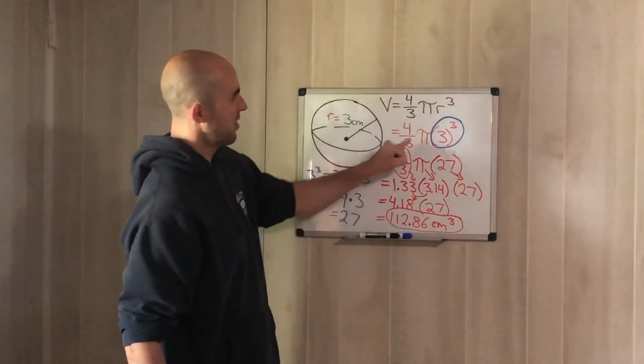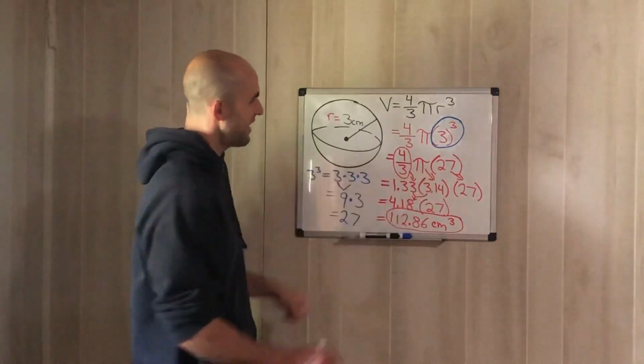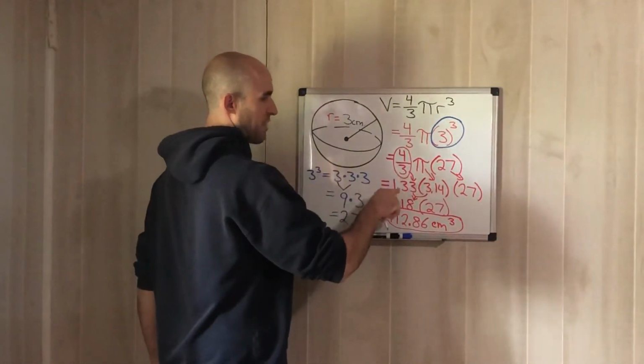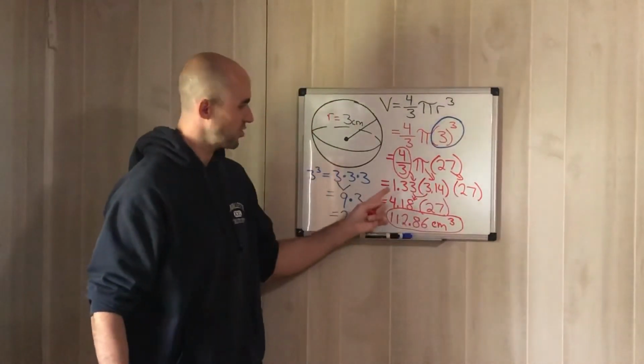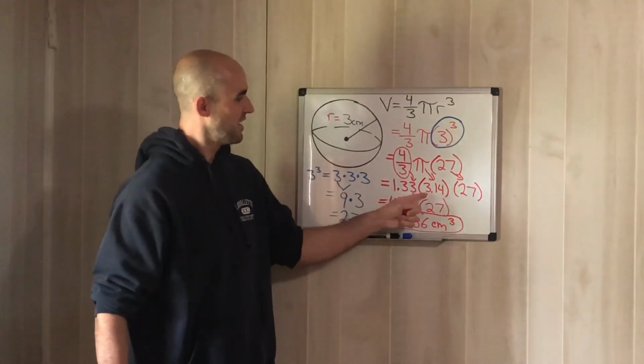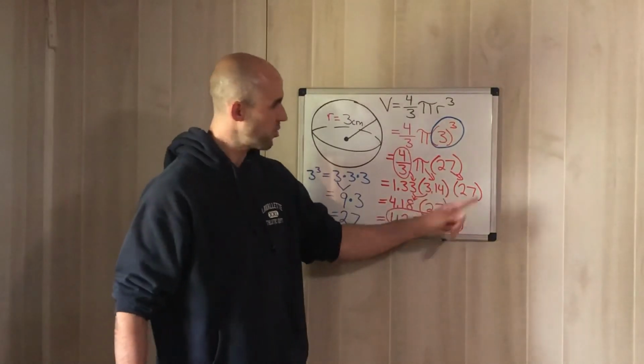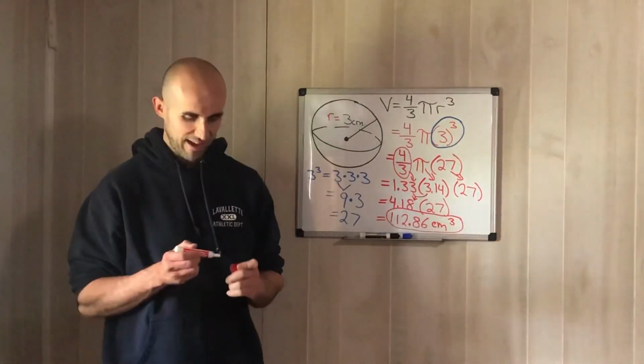And just remember, once you change that, it becomes 27. If you want to change 4 divided by 3 to 1.33, once you even get it to this point, you can just do 1.33 times 3.14 times 27, and it will give you that answer.